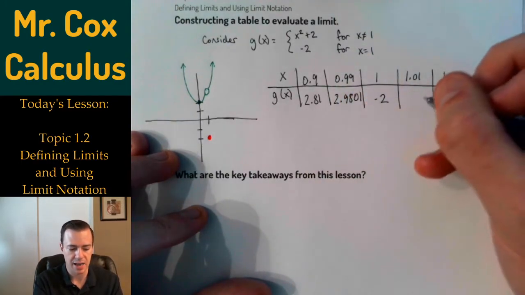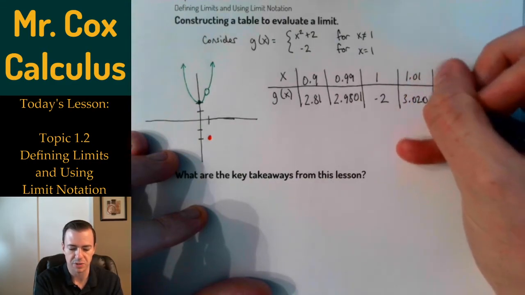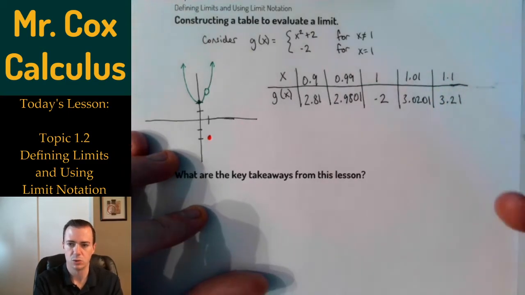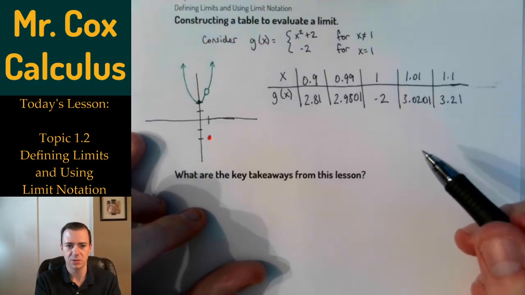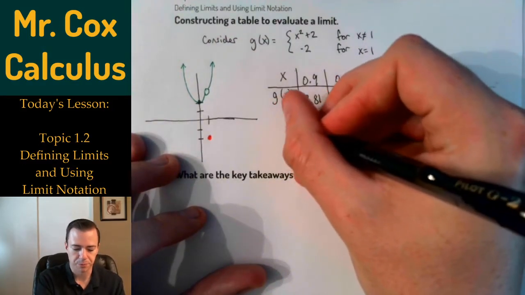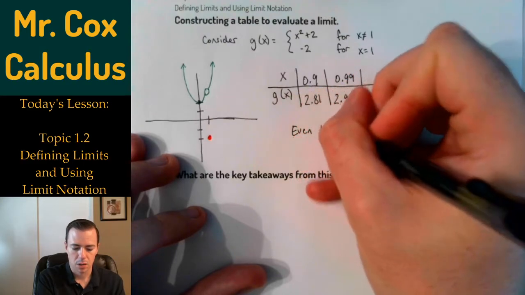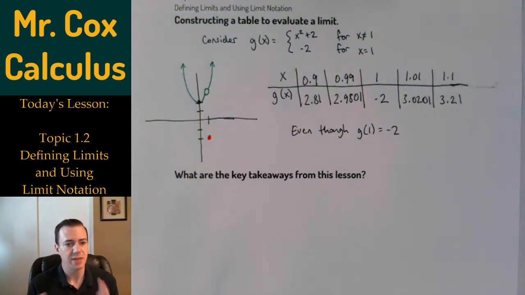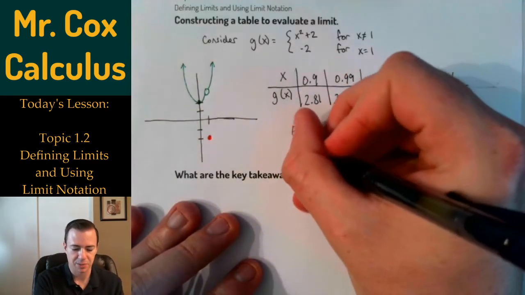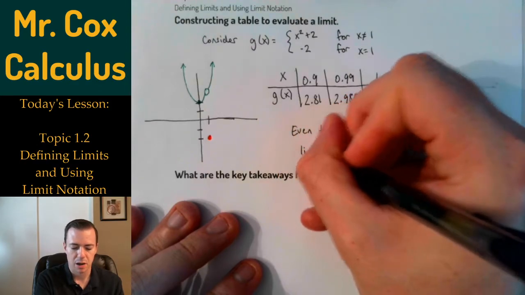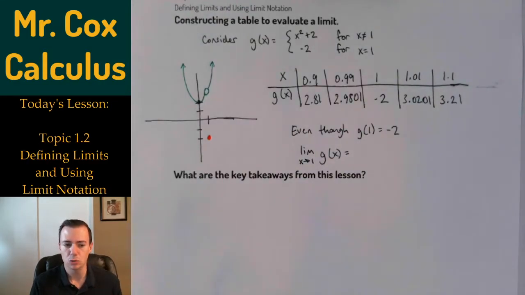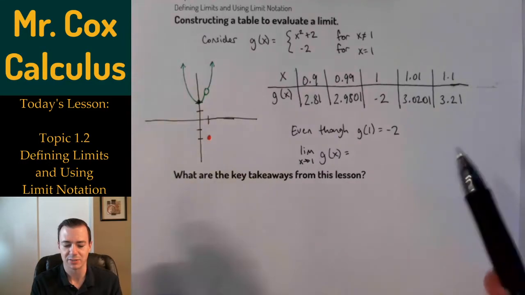1.01 squared and then added to 2 is going to be 3.0201. And if I do the same thing to 1.1, I get the value 3.21. And so something interesting happens here. Even though g of 1 equals negative 2 by definition of my piecewise function, if I wanted to talk about the limit as x approaches 1 of my function g of x, in other words, as x is getting really close to 1, what are the function values getting close to?